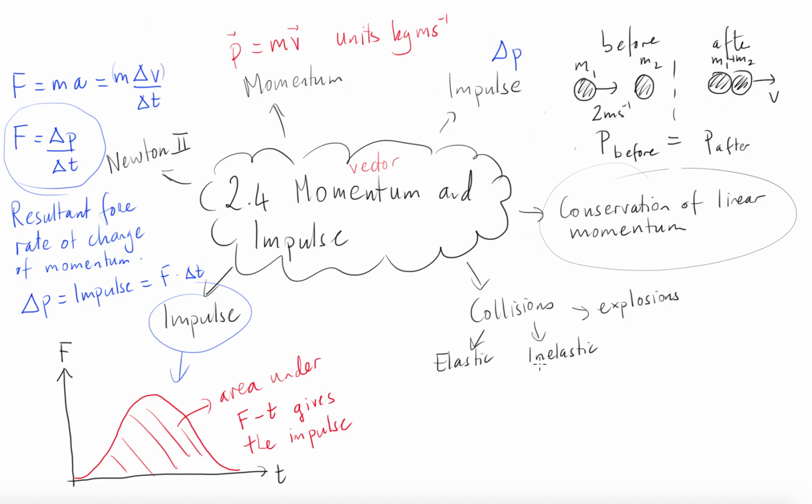However, there are three different types of collisions that can occur. One is elastic collisions, one is inelastic, and the other one is explosions. Now, what do we mean by elastic, inelastic, and explosions? An elastic collision is when we have two bodies colliding and then they move off as separate bodies.